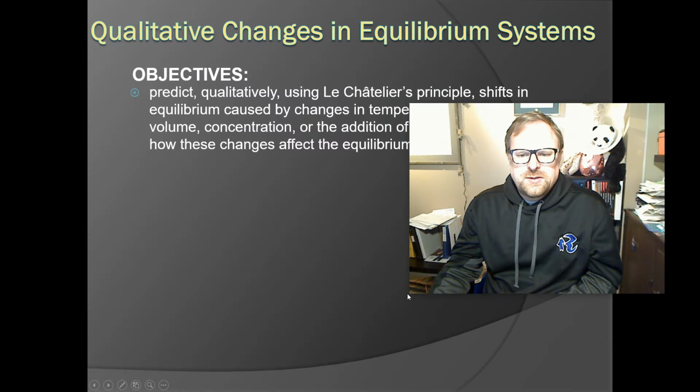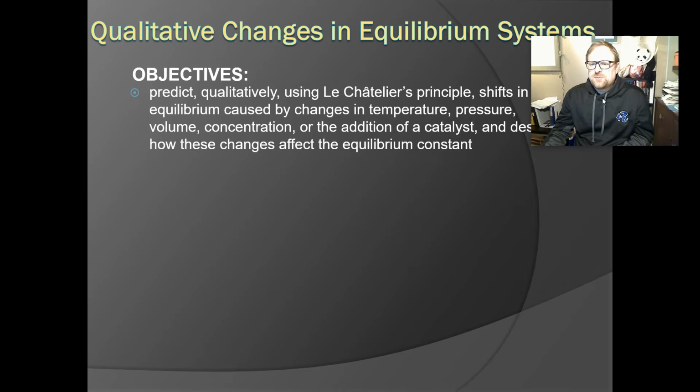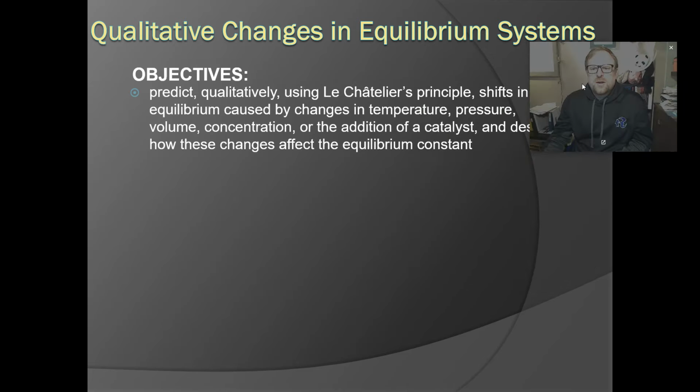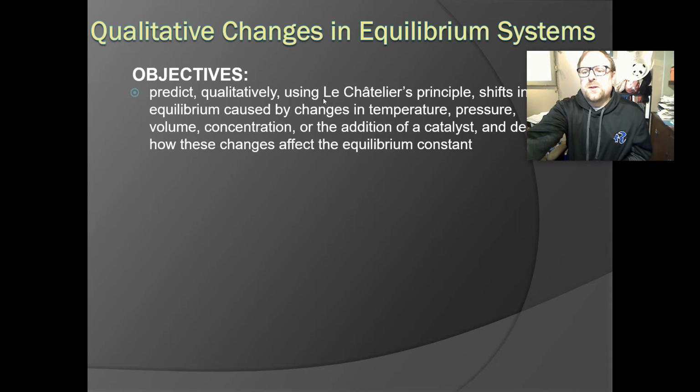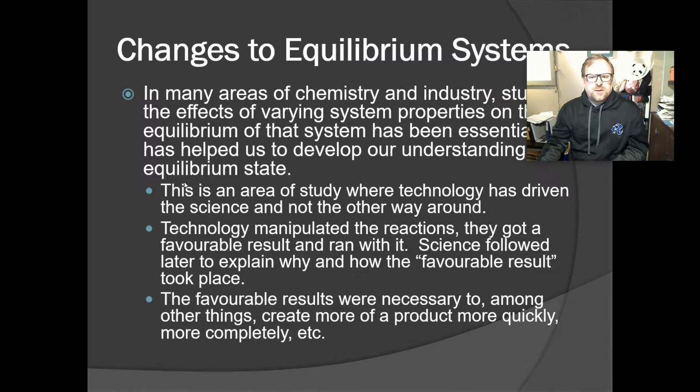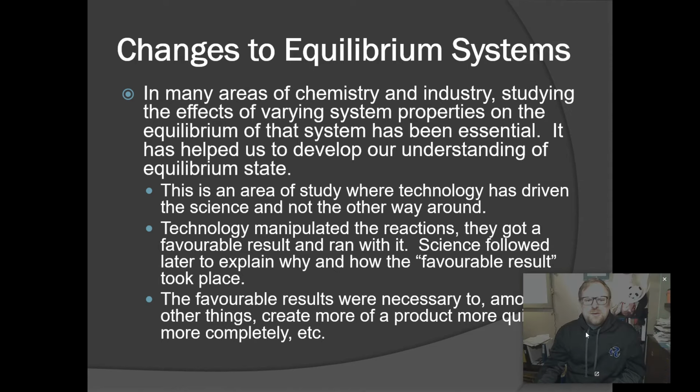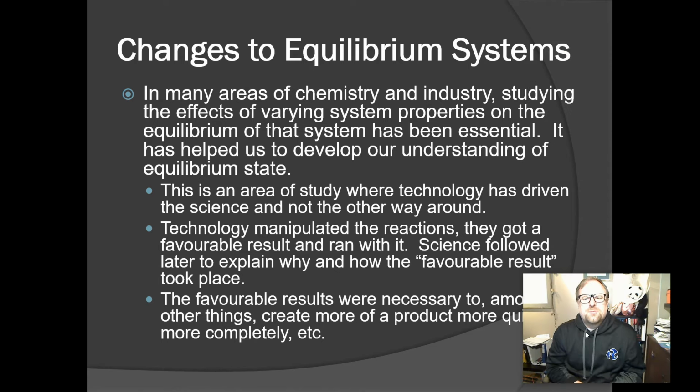I'm going to make my video just a little bit smaller here for us to see. We're going to explain qualitative changes in equilibrium systems. Really, this concept is all about Le Chatelier's principle and what his principle was used to explain. In many areas of chemistry and industry, studying the effects of varying system properties on the equilibrium of that system has been essential. It has helped to develop our understanding of equilibrium states.